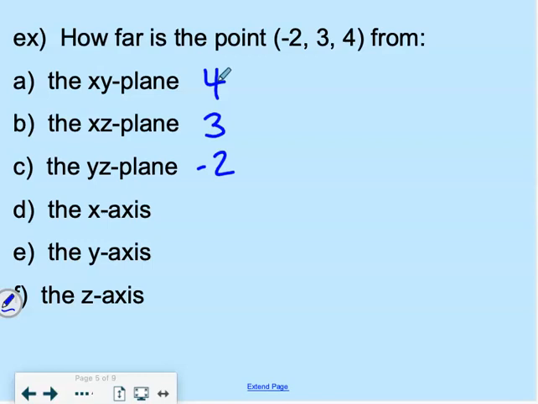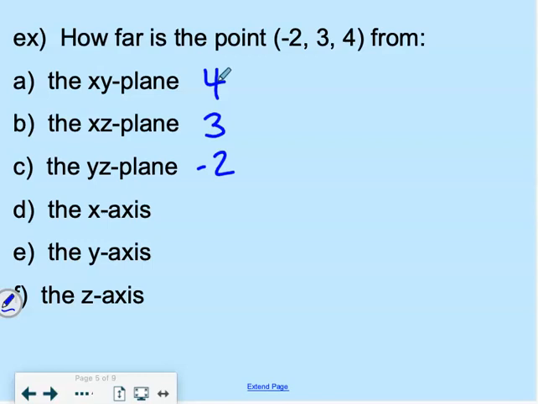We're up here, right? If I want the distance to the x-axis, it's not the distance to the origin. If I'm doing distance to the origin, that's just the square root of -2 squared plus 3 squared plus 4 squared, right? But it's not. It's actually the distance this way, right? So you've got to figure out what point is this right here and then find the distance between these 2 points.